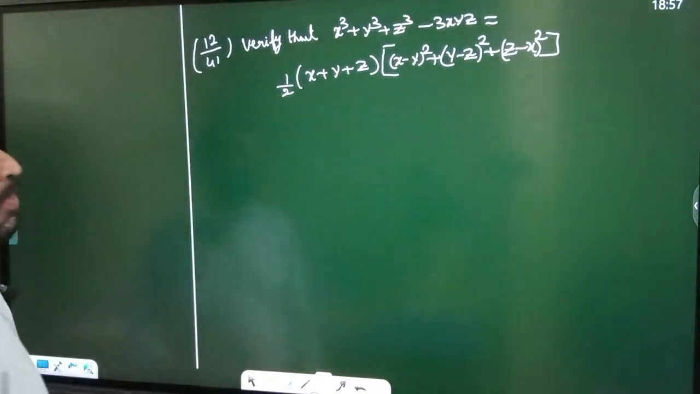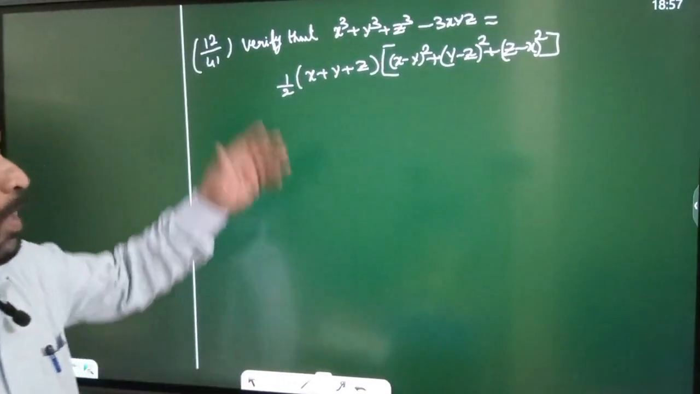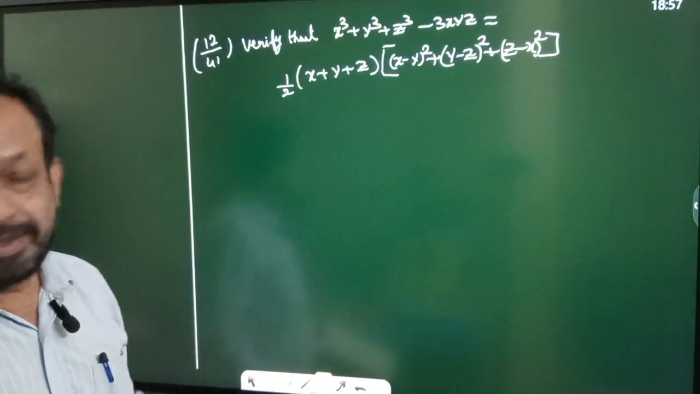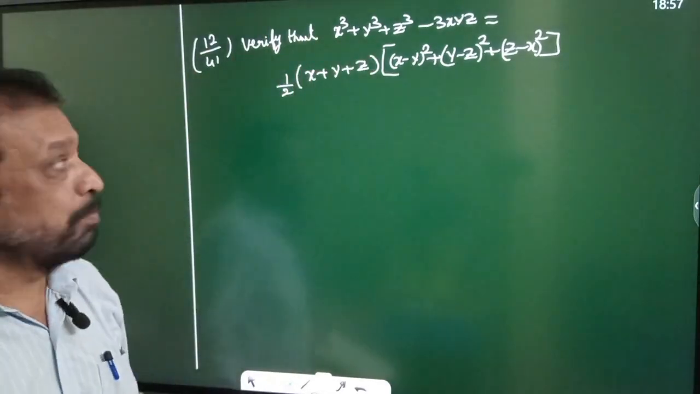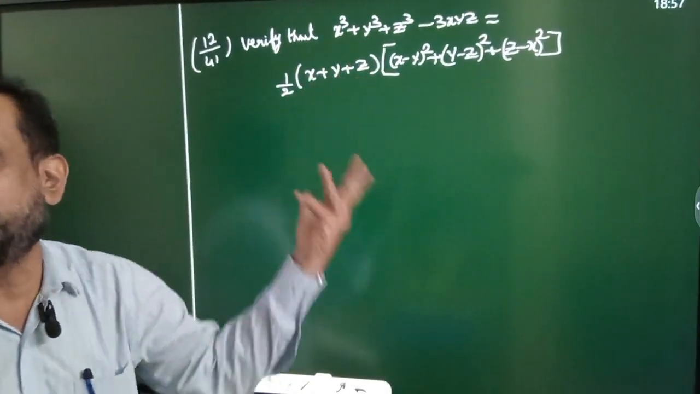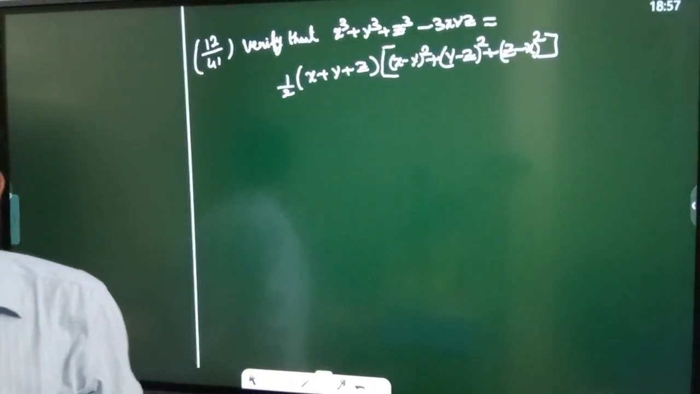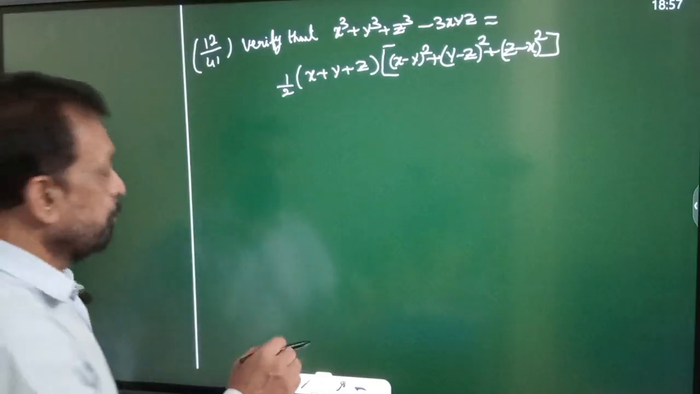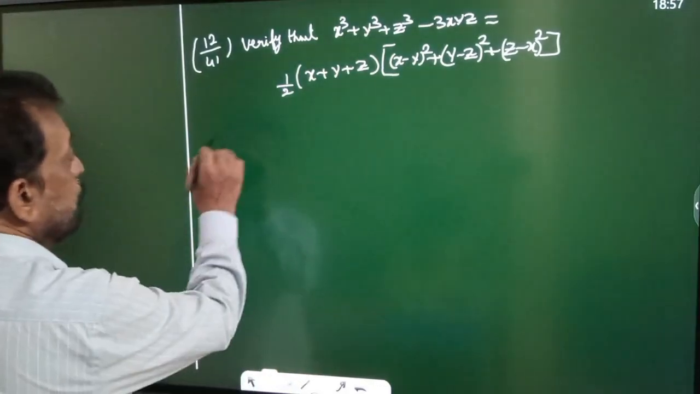So you have to verify. What do you mean to verify? LHS is equal to RHS. But LHS is already there. It is better to take RHS and simplify. If you are going to get LHS, then you can verify. So we call it verification. Now go to the verification.